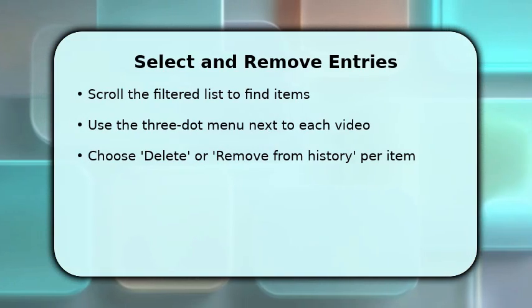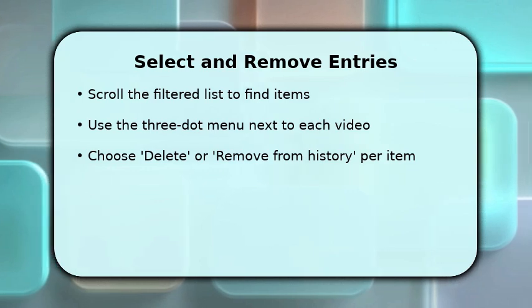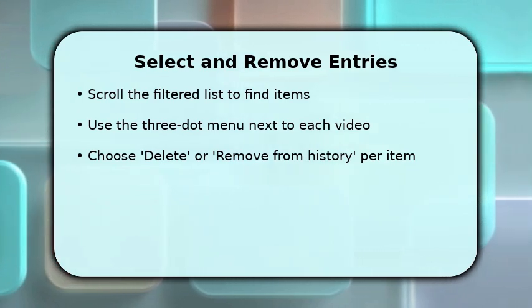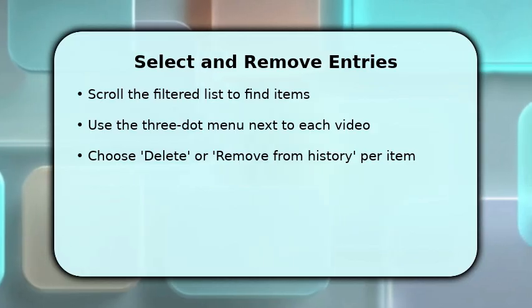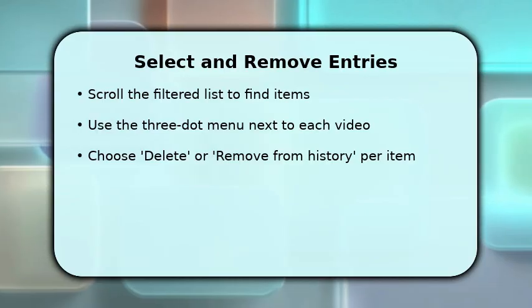Now you'll remove items precisely. Scroll through the filtered watch list and locate videos you want gone. Press the three-dot menu beside each entry. Once opened, choose Delete or Remove from History to remove that single watch event.